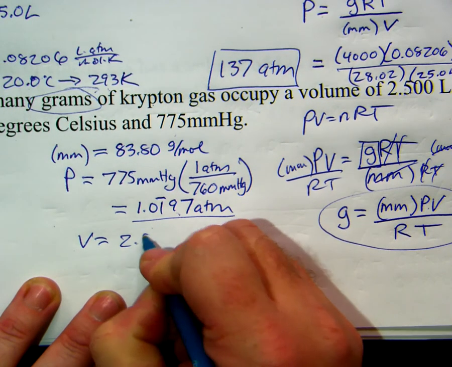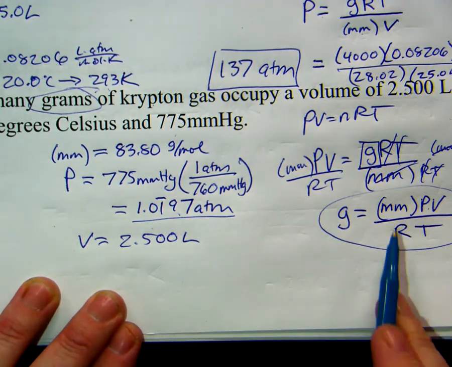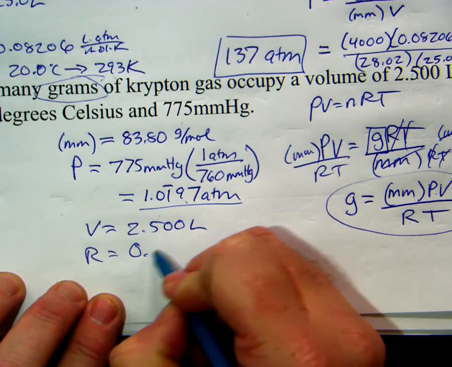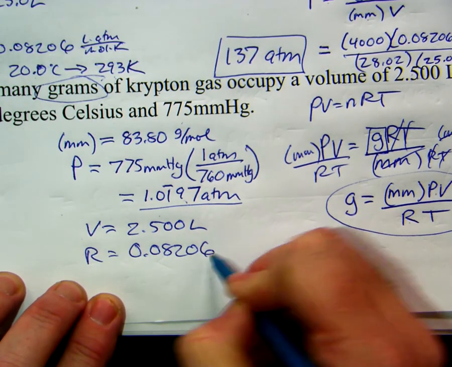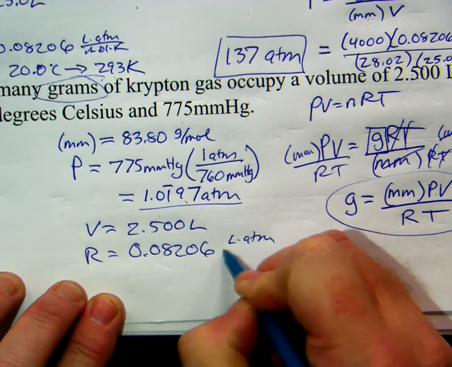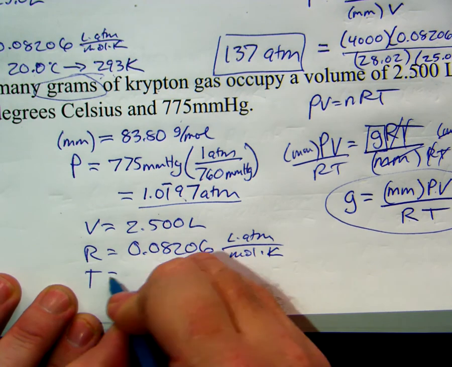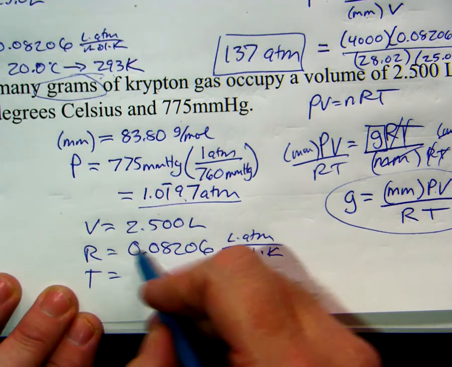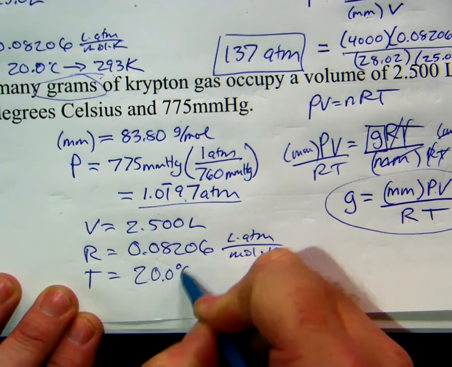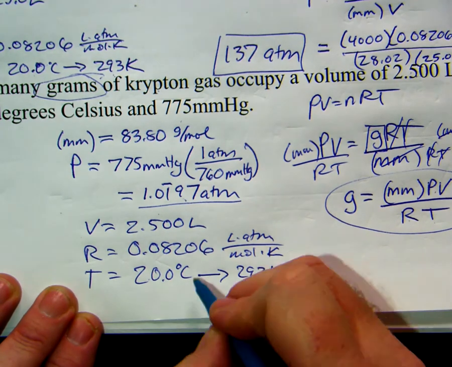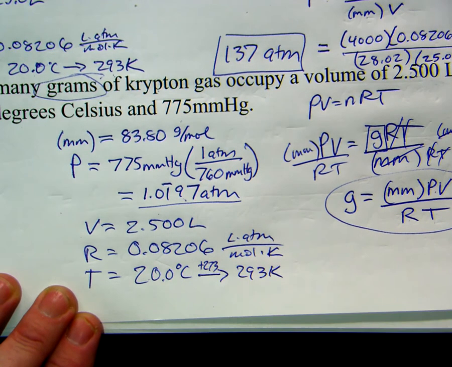So 2.500 liters. And we need R, that's always the same thing, 0.08206 liter atmospheres per mole Kelvin. And then temperature is 20 degrees C, which is 293 Kelvin when you add 273. And that's room temperature, 293 Kelvin.